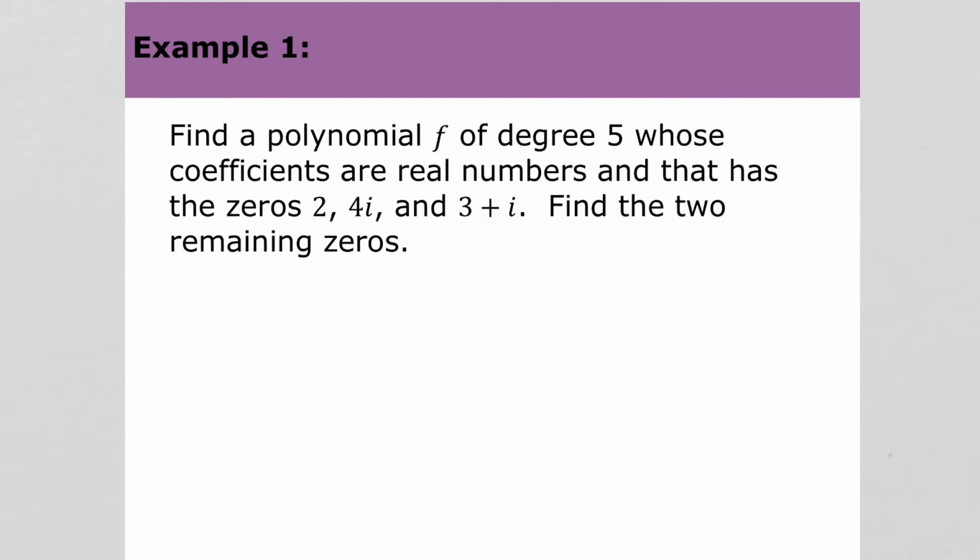Example 1 says if polynomial f has degree 5 and the coefficients are real numbers and the zeros are 2, 4i, and 3 plus i, there are two more zeros here. So what are they? The other two zeros are: if 4i is a zero, then negative 4i has to be a zero. And if 3 plus i is a zero, then 3 minus i has to be a zero.